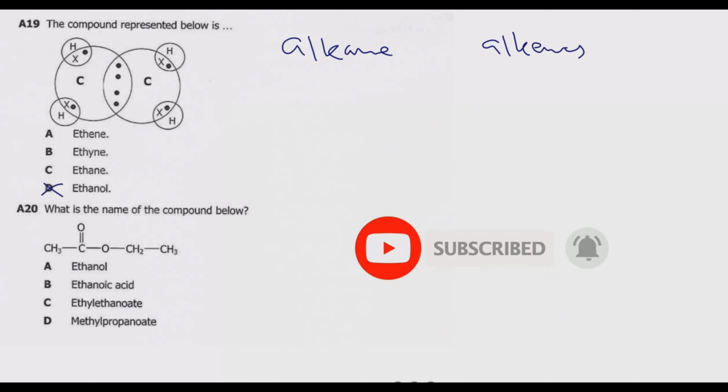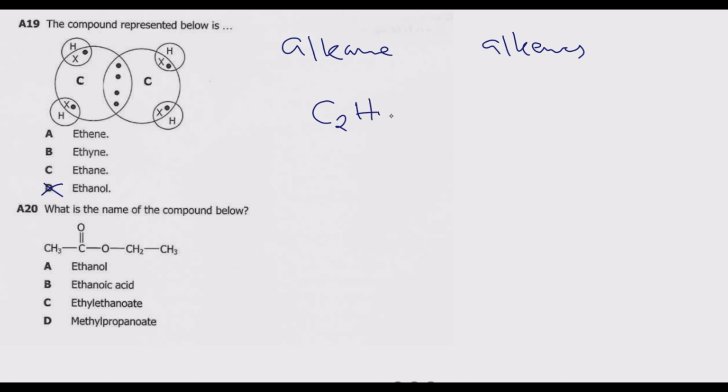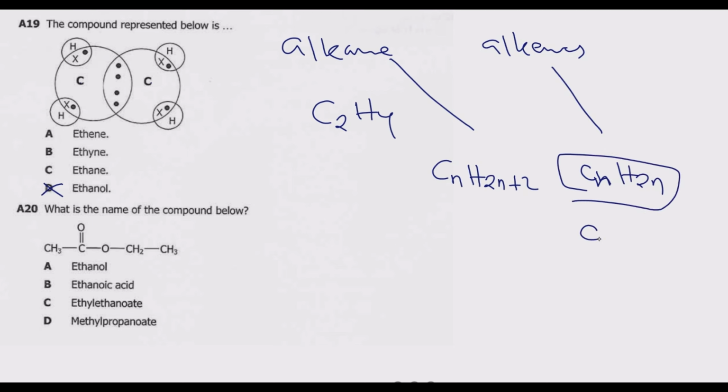To confirm, we need to check these two. We know that there are two carbons, 1, 2, then there are 4 hydrogens. The general formula for this one is CnH2n+2, and for this one it is CnH2n. If n is equal to 2, this becomes C2H4, which is the same as that one. Because there are two carbons, it should start with eth. Because it's an alkene, it becomes ethene. So ethene is the answer.